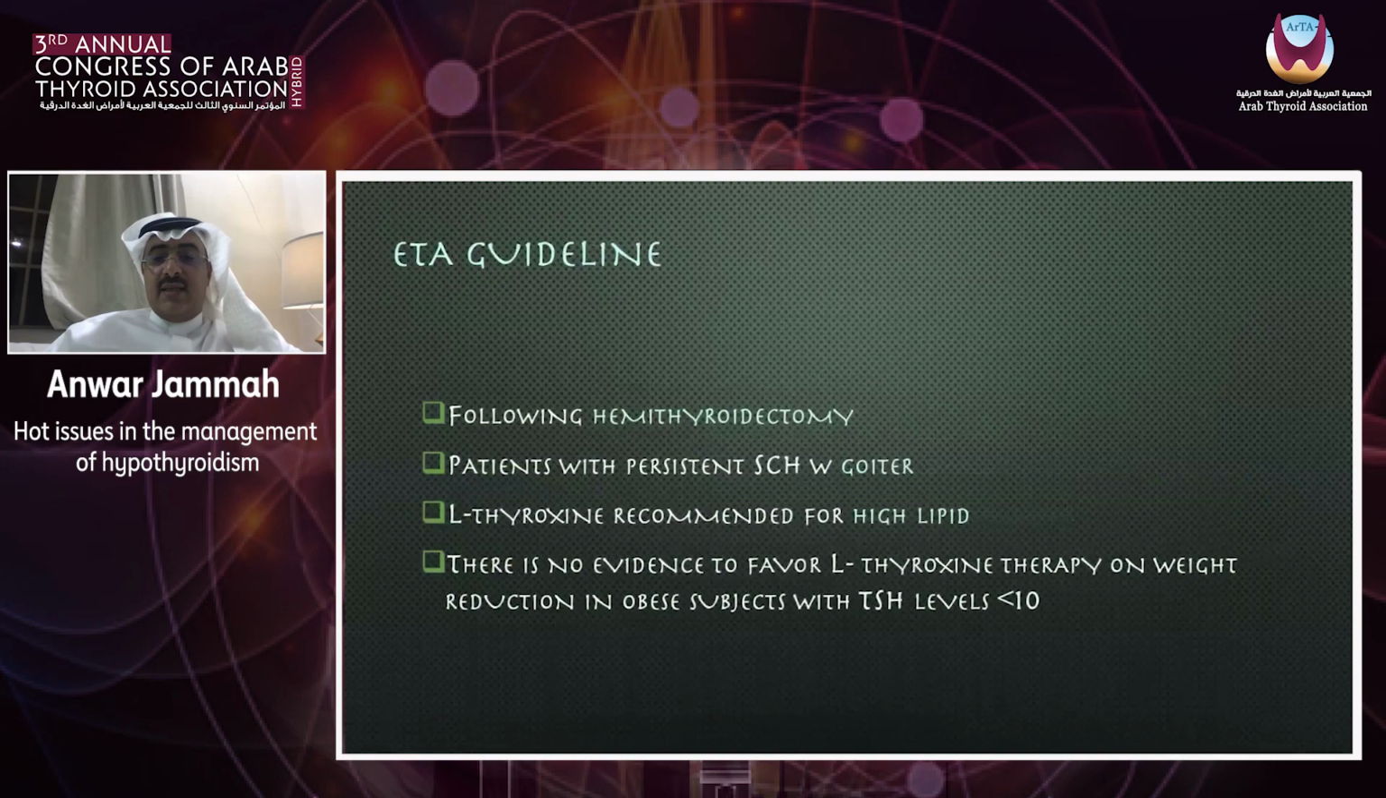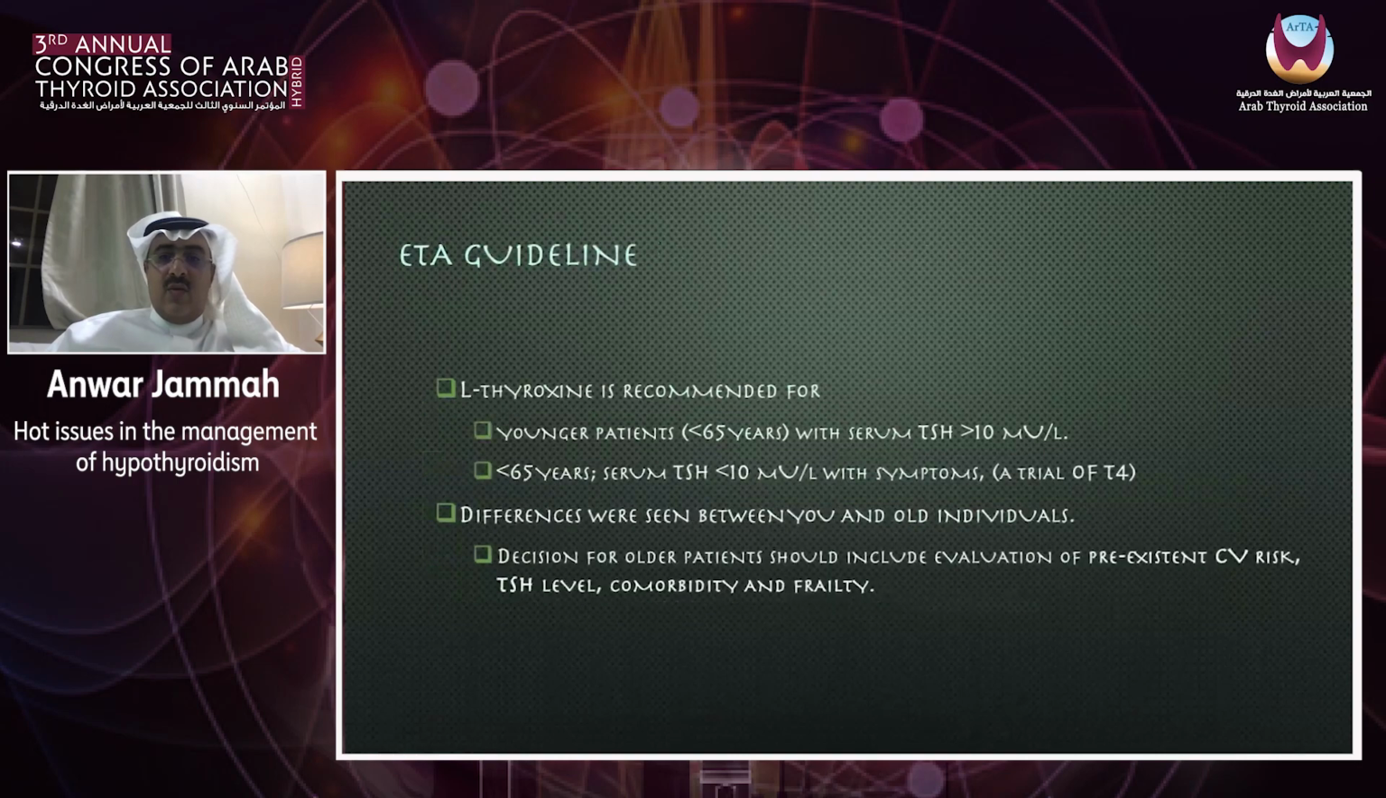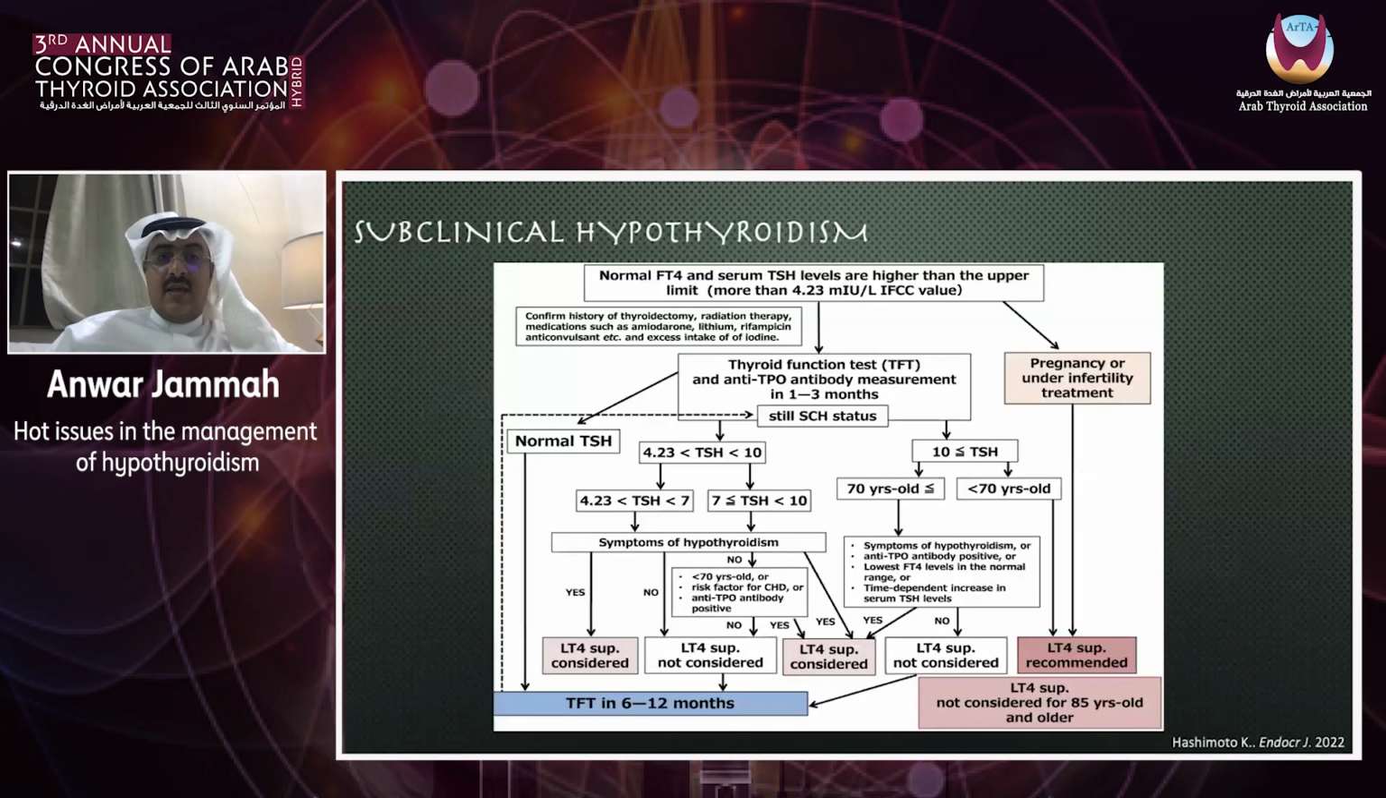the patient with TSH higher than 10. If you have hemithyroidectomy, a patient with goiter, or high lipids, and nothing related to the weight of the patient. We always think that younger patients, less than 65, with TSH more than 10, or patients who have symptoms, you can give a trial of T4. However, when you decide to give this medication to elderly patients, you have to evaluate the pre-existing cardiovascular risk, comorbidity, and the TSH level, because it's better not to treat elderly patients.